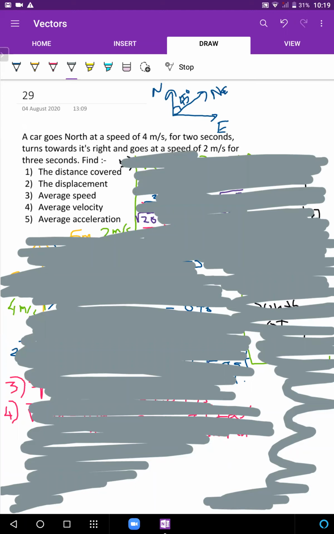Yeah, for the rest who haven't gotten what to do, just try to draw what's going on. Draw this, come on. गाड़ी 4 मीटर पर सेकेंड 2 सेकेंड के लिए नॉर्थ जा रहा है. देखो ना फिर वो कितना हो गया, कितना गया नॉर्थ. फिर राइट की तरफ मुड़ा. ट्राई टू फिगर आउट राइट की तरफ मुड़ना ईस्ट हो गया या वेस्ट हो गया. और फिर देखो और 2 मीटर पर सेकेंड की स्पीड से 3 सेकेंड गया, मतलब किधर गया.